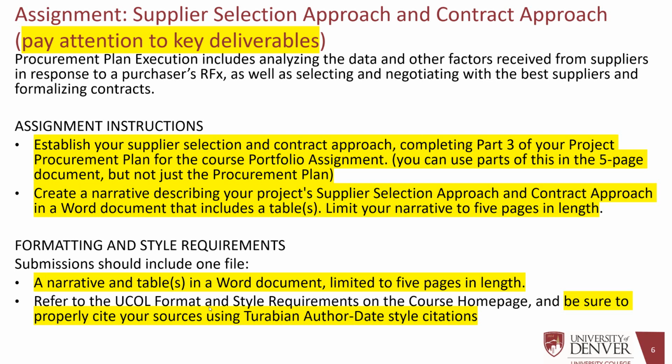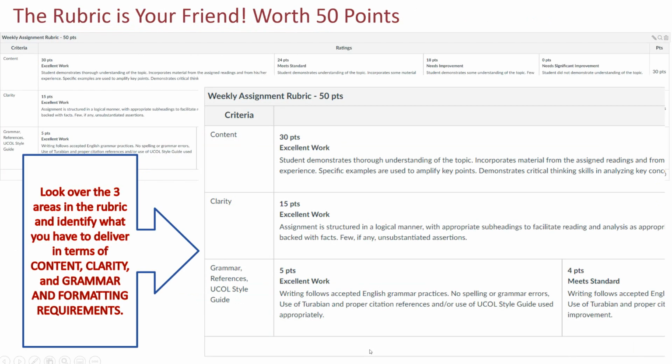Your deliverable is a narrative, including at least one table in a Word document, limited to 5 pages in length. Remember all that good stuff in terms of Turabian author date, citations, etc. Okay, remember the rubric's your friend in content, clarity, and grammar. This is a 50-point assignment. Do the work well because part of it will be going into the major portfolio assignment at the end of the term.